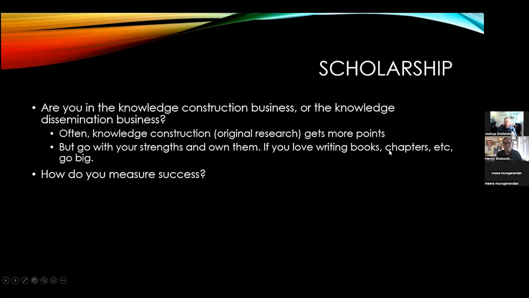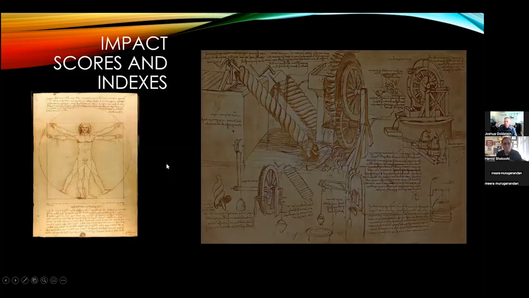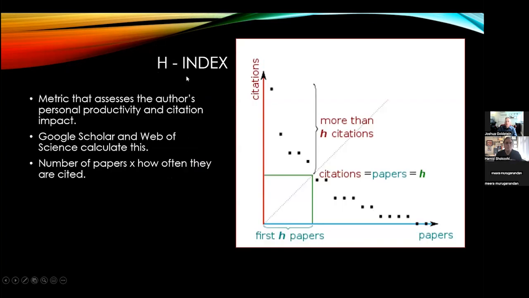If you love writing books and chapters, go big on that. But whatever it is you're doing, you should know how that is measured. So impact scores is one way. There's something called an H index, which is a metric that says how many papers you write and how many times they're cited. This is very common for researchers to sort of measure them. It assesses not just your productivity, but your citation impact. If you have no idea what this is, go to Google Scholar, and you can sign up to be on Google Scholar, and it calculates it for you. And the bigger the number, the more papers and citations of your papers there are.